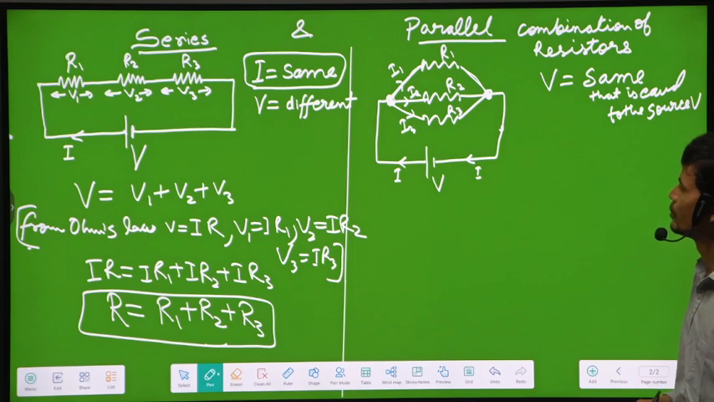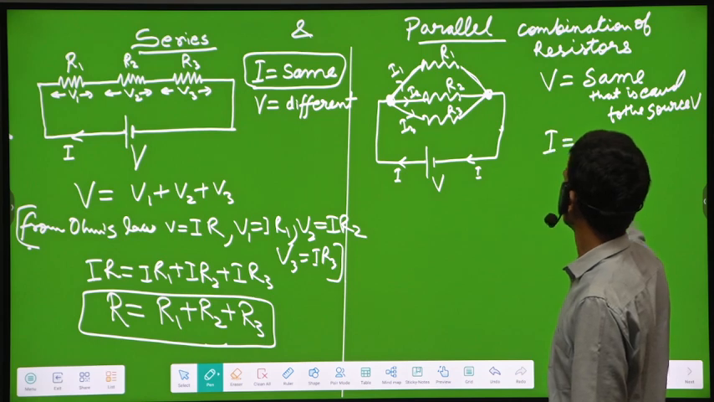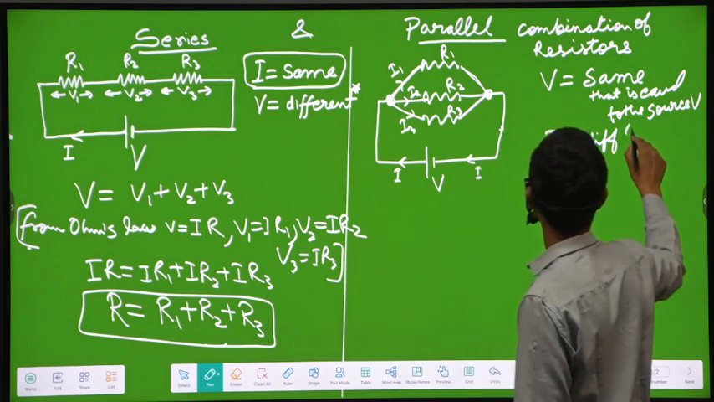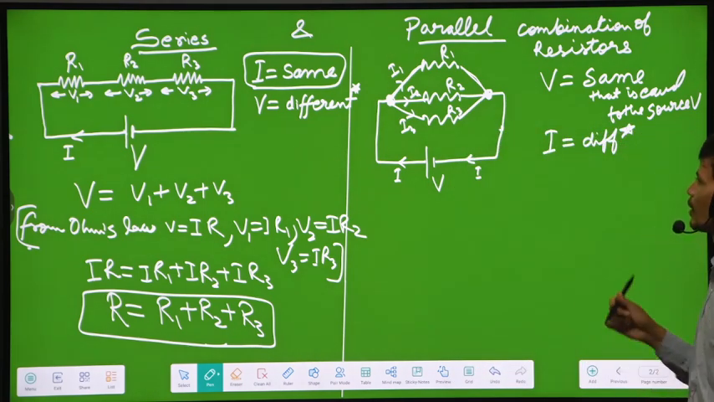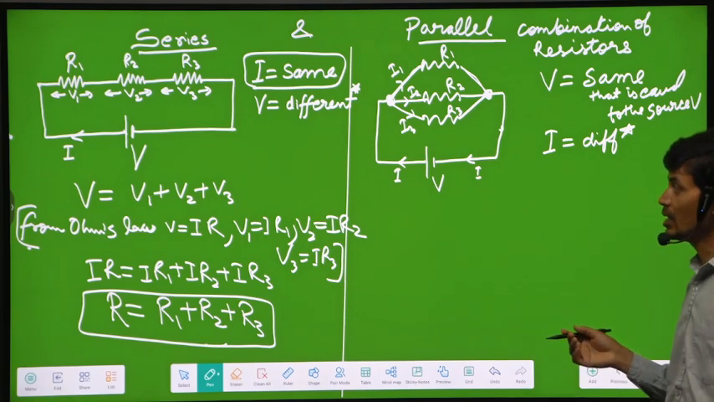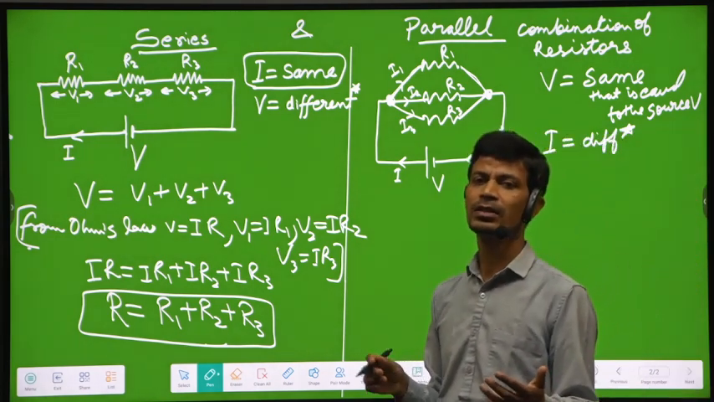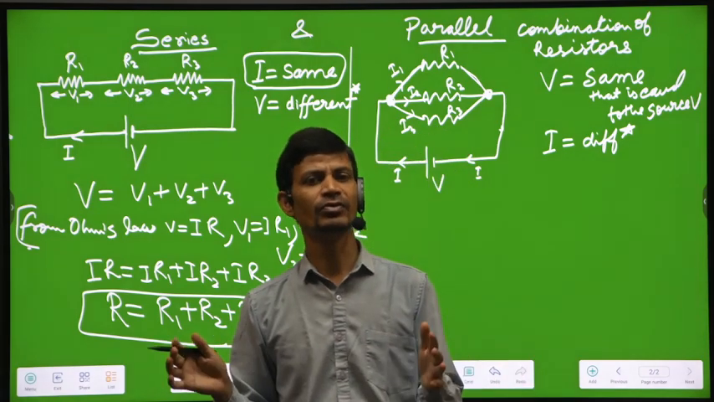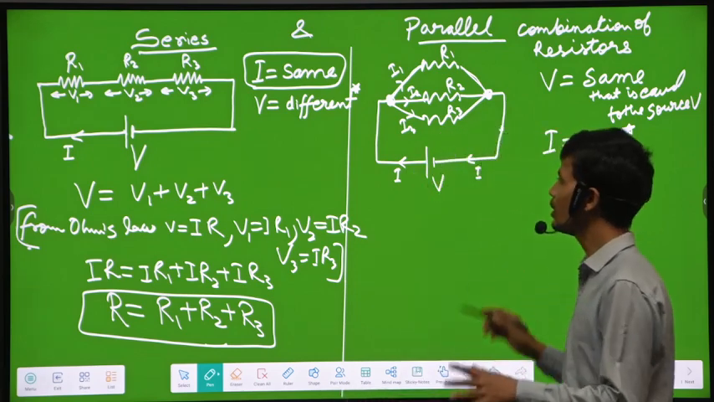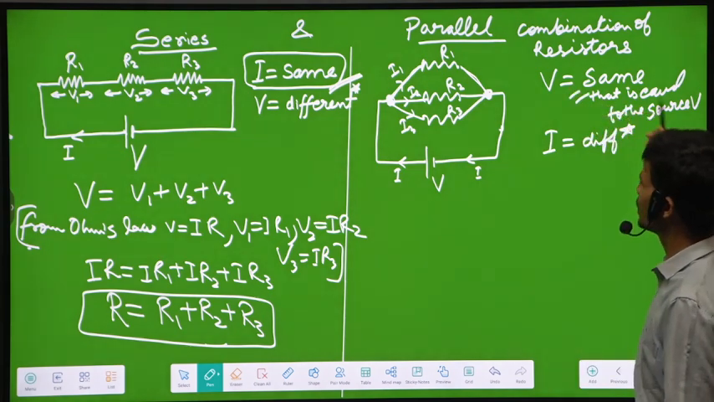Source voltage, source potential difference. But current will be different. Remember, this is subjected to a condition. It can be same also, but same among them. So when we'll solve some numericals, some kind of circuit problem, then you will come to know what I am saying by this, why I put this star over here. But that's for sure that in series current is same, and for parallel potential difference is same.